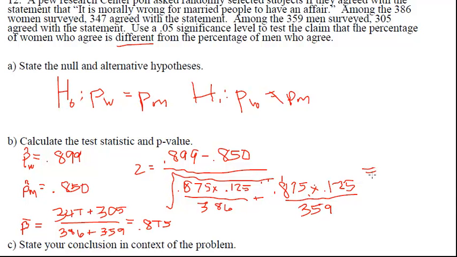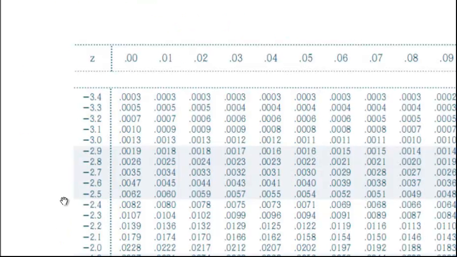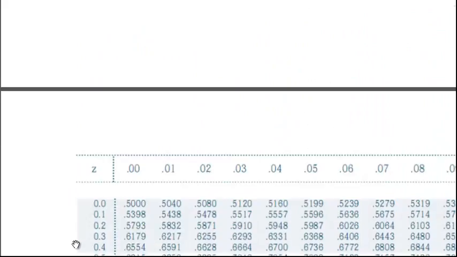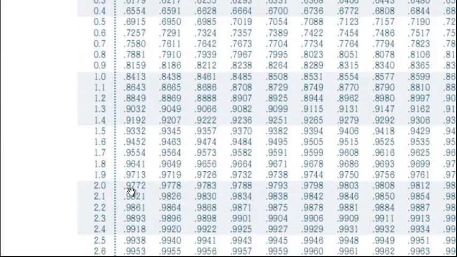So that equals 2.02. And I want to look that up on the normal table, which hopefully I have. There it is. So 2.02. Here's 0, 1, 2. So 0.9783.